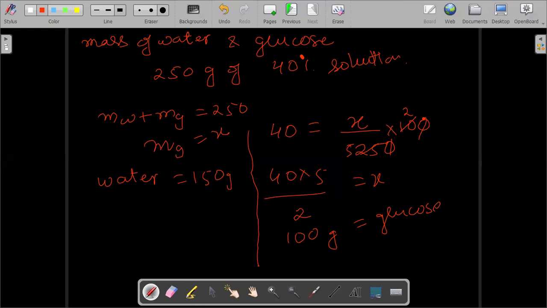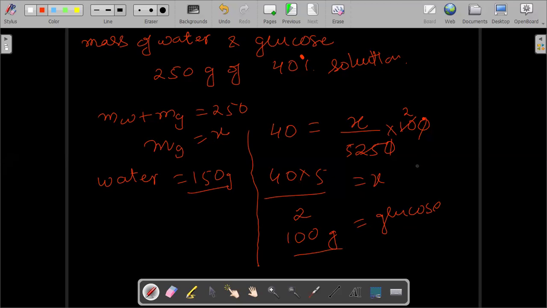Okay, so maybe you can check your error. I hope you have got the correct answer. Yes, sir. And then I did 250 minus 100, which is 150 grams. Is that right? Yeah, that's what we are getting. We are getting water 150 gram and glucose 100 gram. We tell that water is 250 minus 100, right? Yeah, 250 minus 100. Okay, sir.